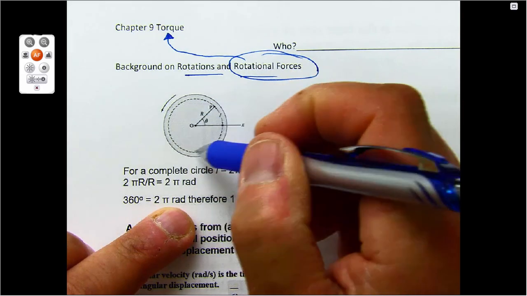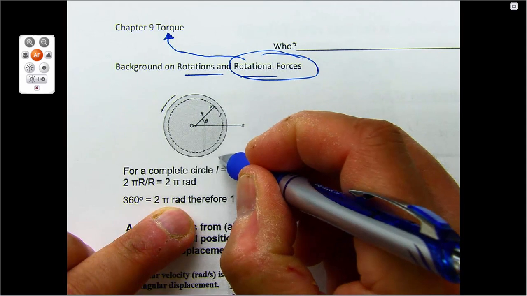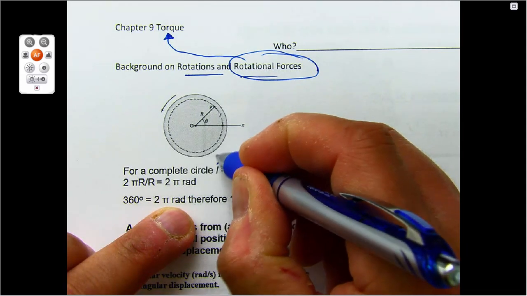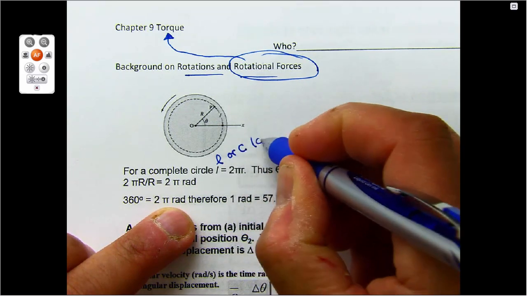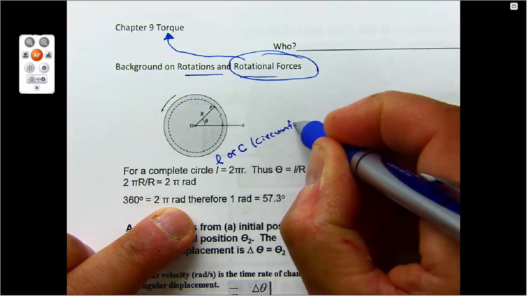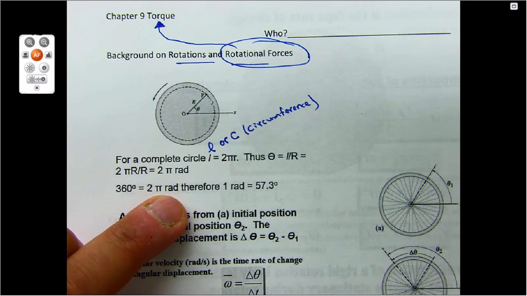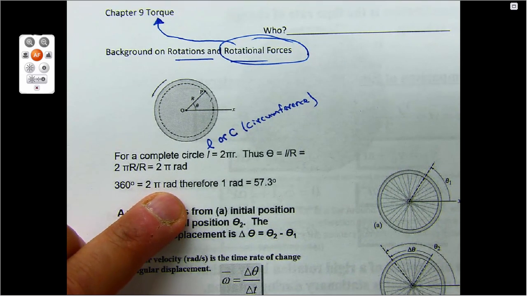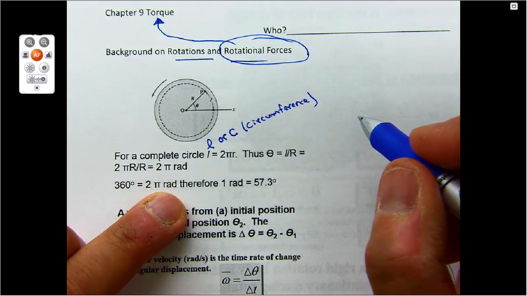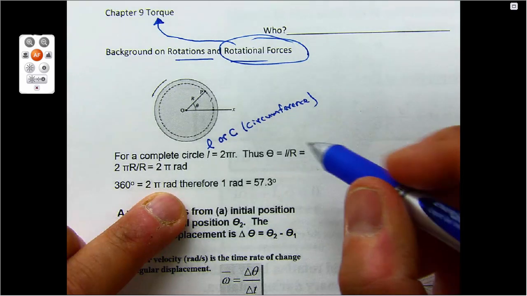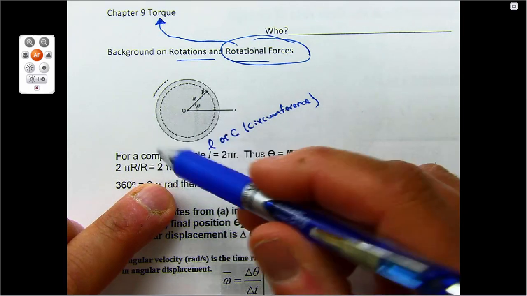If we go all the way around this thing, we really do get the circumference. This would be L. If it's circumference, what distance do we go if we go all the way around? What's the circumference of a circle? Our circumference of our circle would be 2 pi r, right? If we went all the way around, it would be 2 pi r.